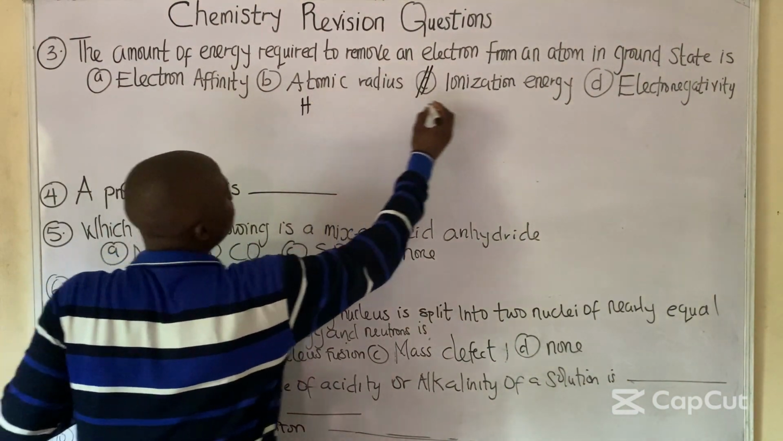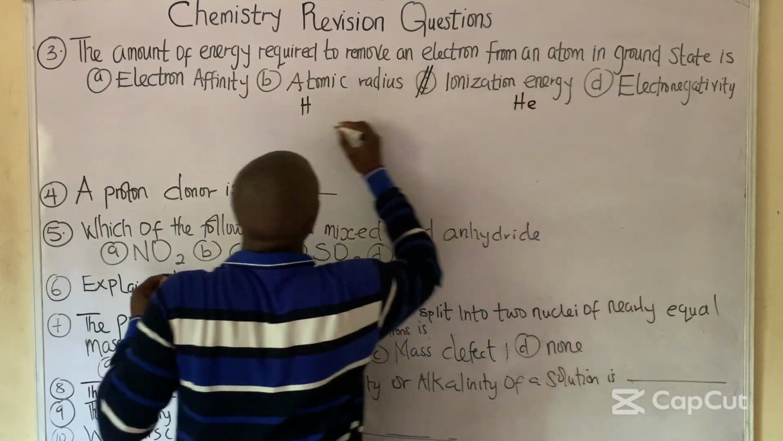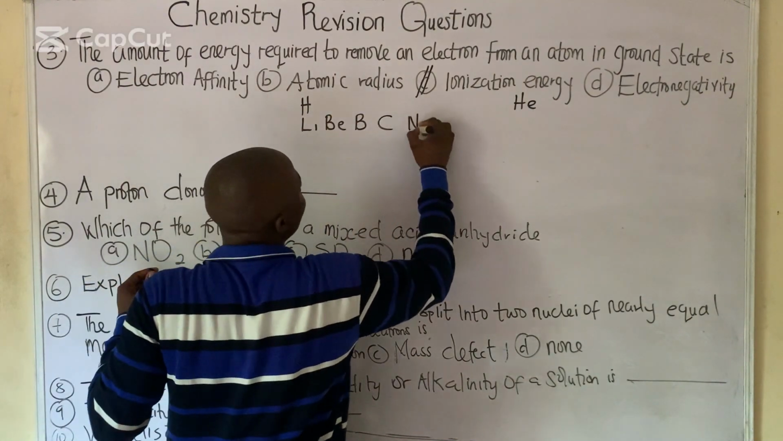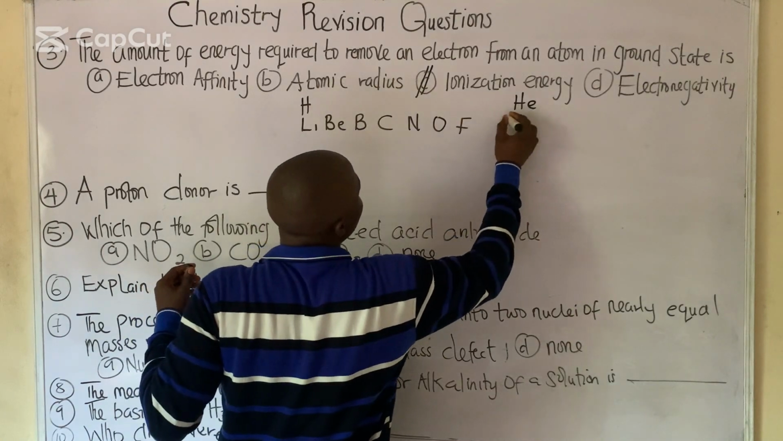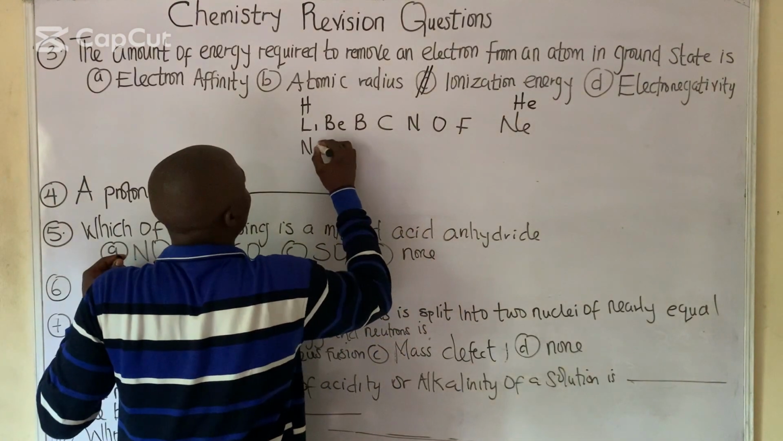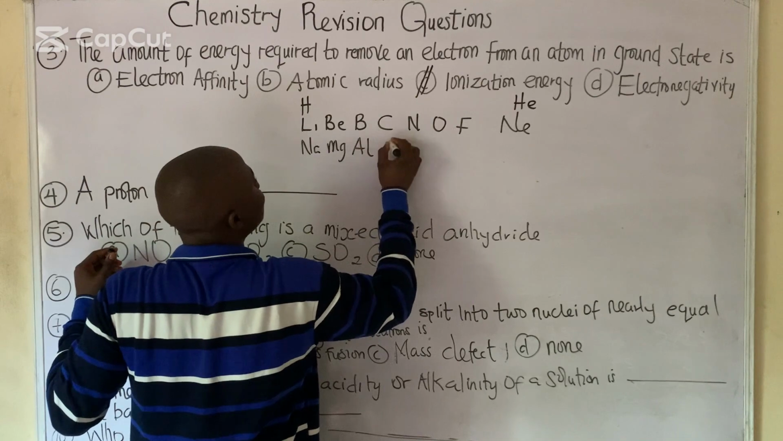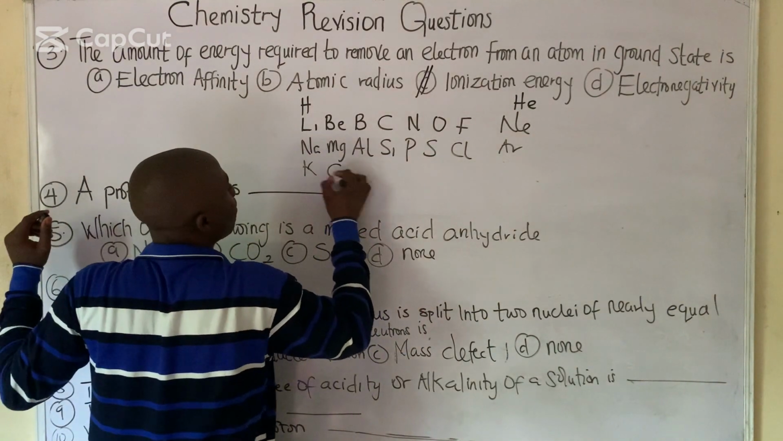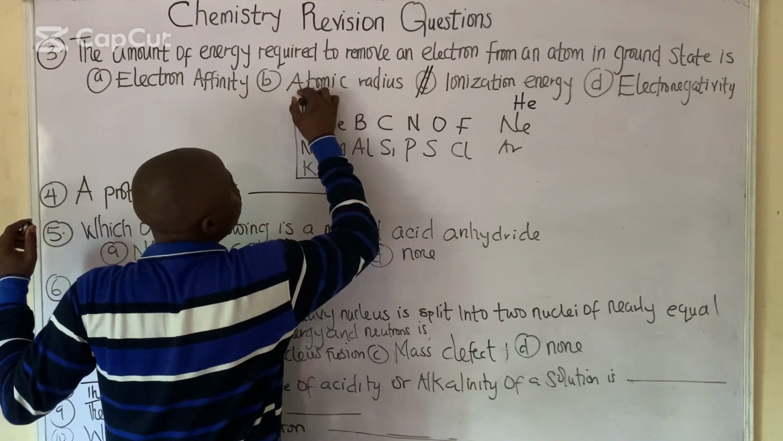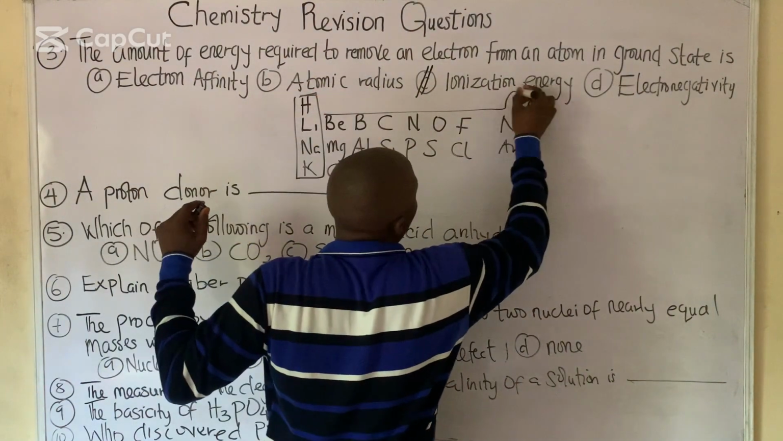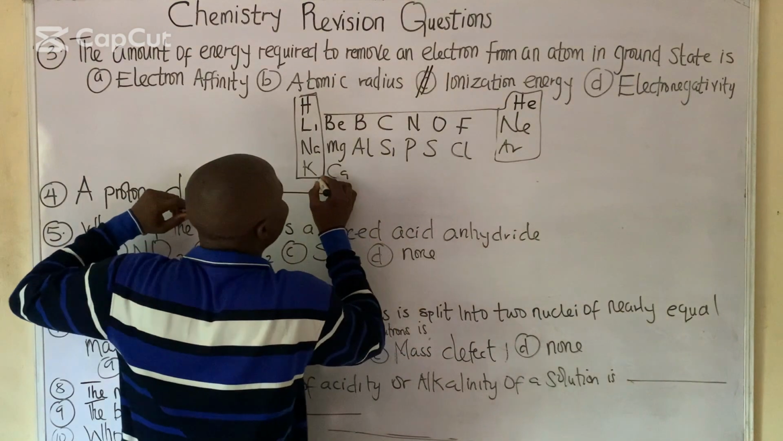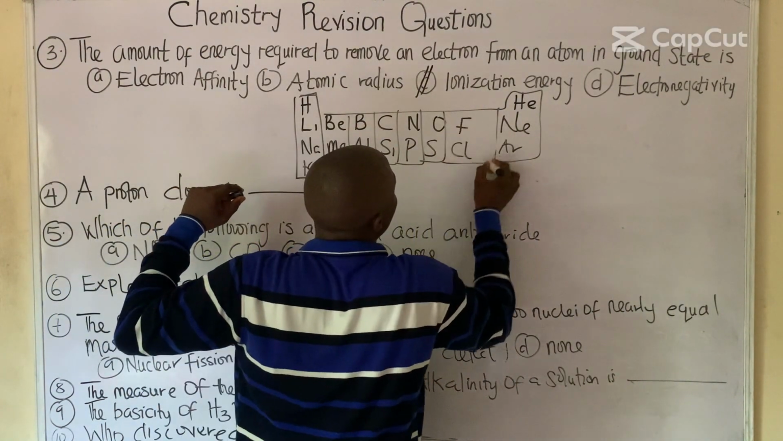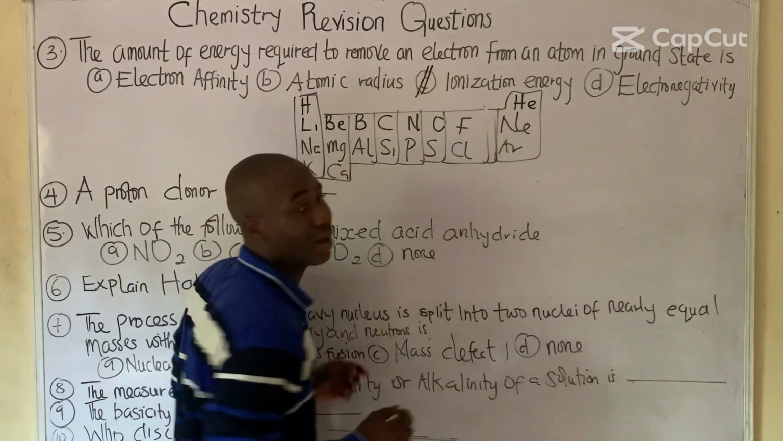Okay, this is hydrogen, this is helium, this is lithium, beryllium, boron, carbon, nitrogen, oxygen, fluorine, neon, sodium, magnesium, aluminum, silicon, phosphorus, sulfur, chlorine, argon, potassium, and calcium. Okay, this is the first 20 elements of the periodic table. You know, there are about 118 elements in the periodic table. The last element to be discovered was oganesson.